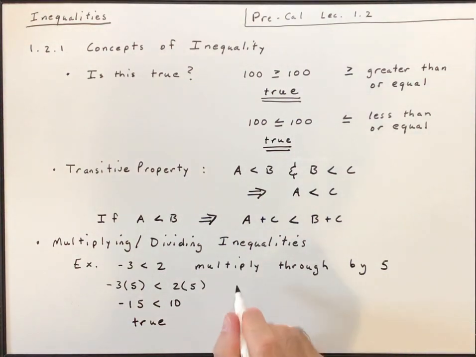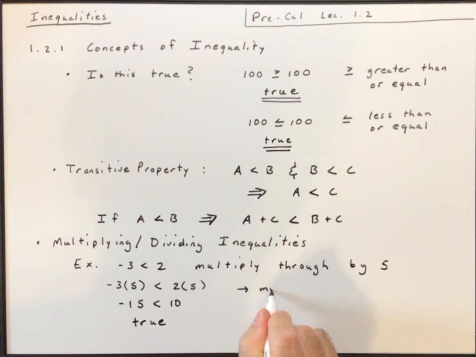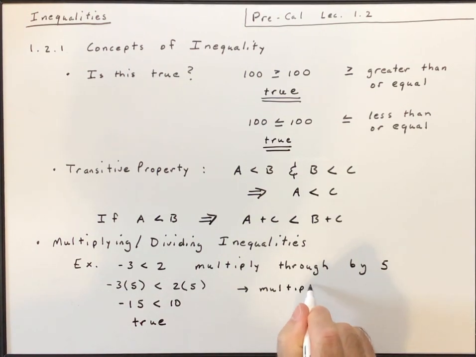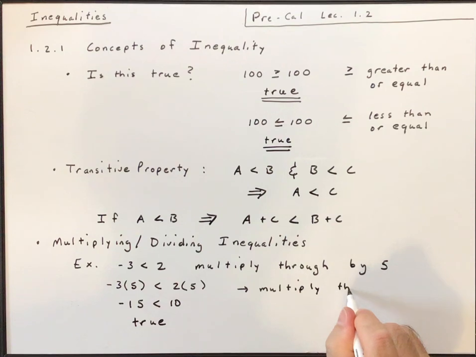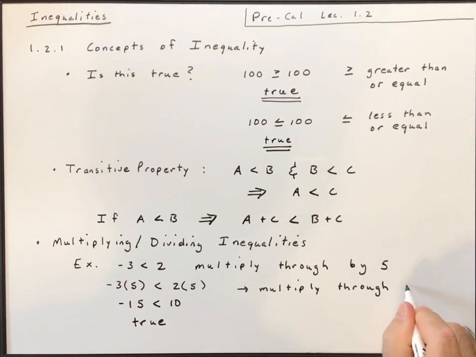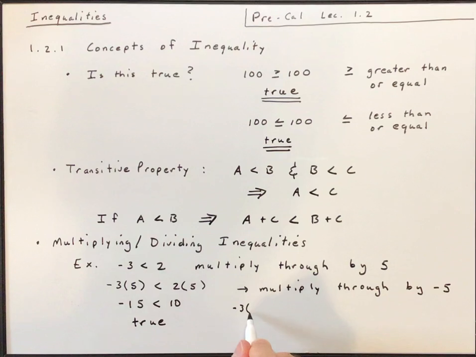Let's try, though, multiplying through by -5. If we do that, I would have negative 3 times negative 5 less than 2 times negative 5. So that's positive 15 is less than negative 10. So that's not true.